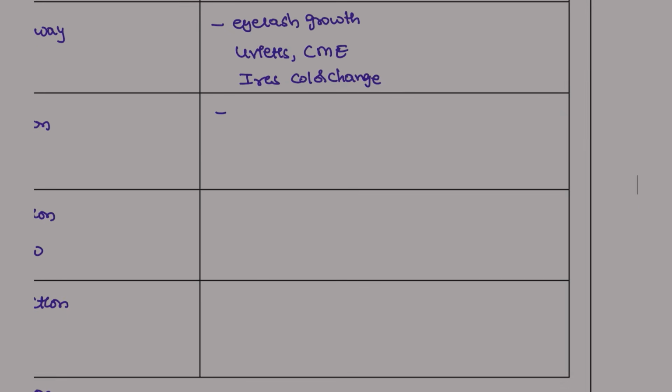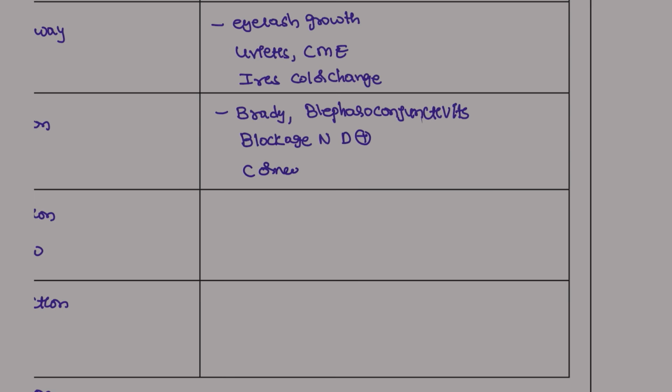Next, this will be associated with the BBC, beta blockers. What is the BBC? One, it will be causing bradycardia, obviously, and next, in the eyes, it can cause blepharoconjunctivitis, which will be seen with this. And another B is going to be the blockage. What is the blockage, guys? Nasolacrimal duct, that is going to be blocked. And the C is for corneal anesthesia. Corneal anesthesia will be also C.